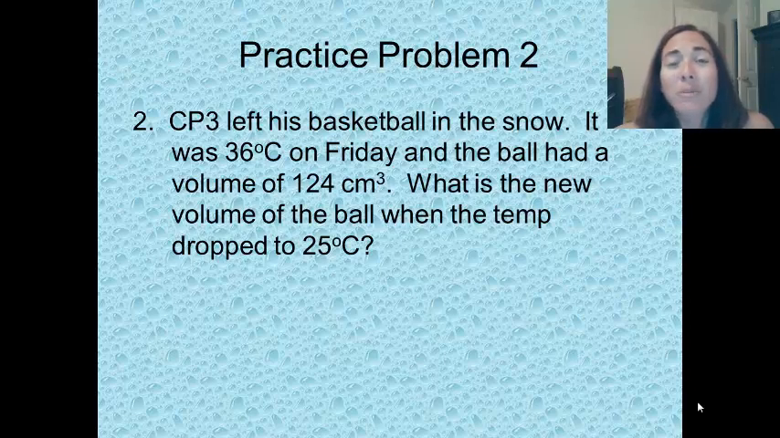Now you know our most famous graduate is Chris Paul. He left his basketball outside in the snow when it was 36 degrees, and the volume of the basketball was 124 centimeters cubed. We want to find out what's the new volume of the basketball if the temperature got down to 25 degrees Celsius that night.